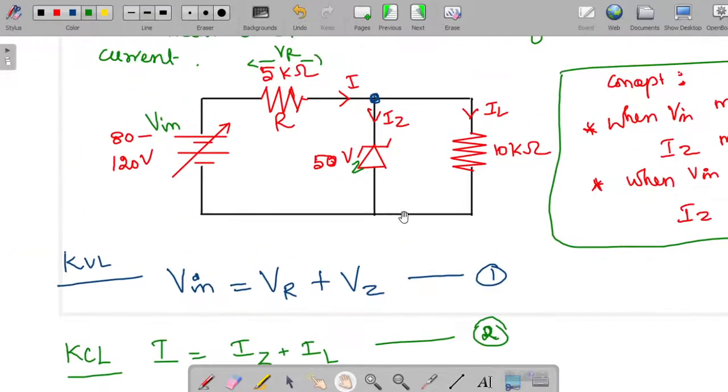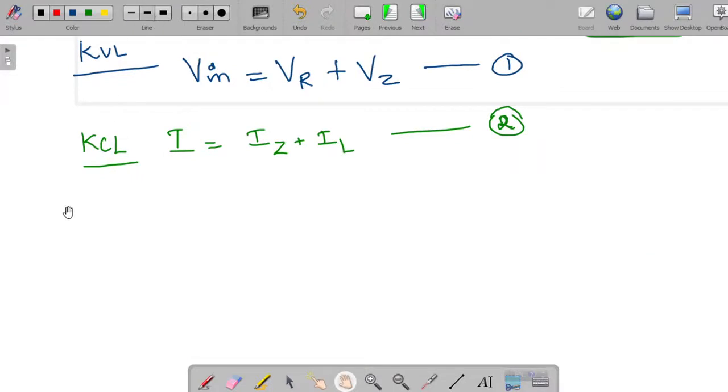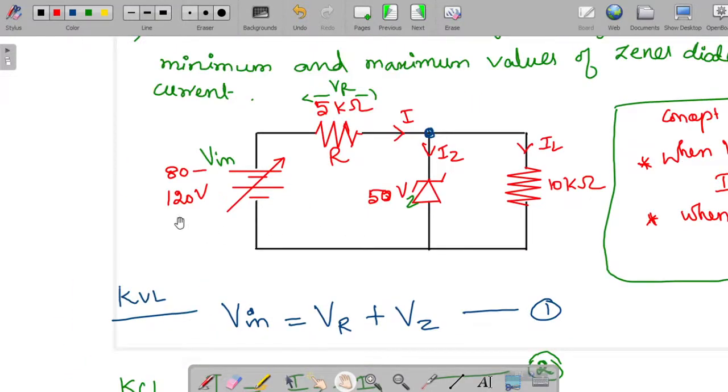Okay, now we can solve this. So we are going to find out the maximum Zener current and the minimum Zener current. Okay, so we'll see the maximum Zener current. So for that, what should the input voltage be? It should be maximum. Vin should be maximum. So what is the maximum input voltage available here?